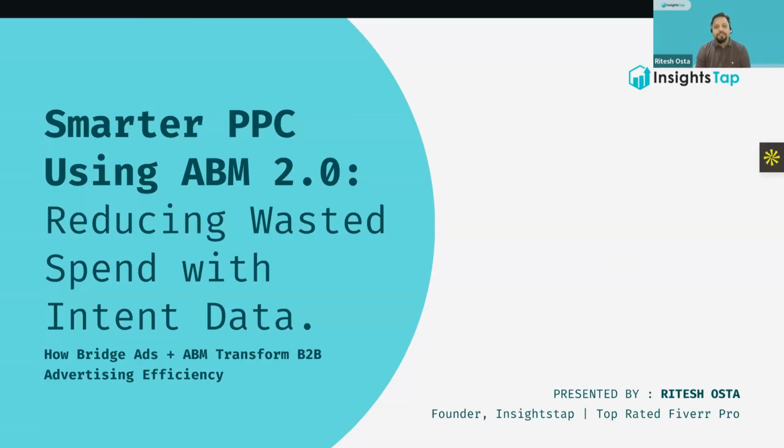Today's topic is Smarter PPC using ABM 2.0: how to reduce wasted ad spend with intent data. Right, so today we're going to talk about how Bridge Ads, ABM, can transform your B2B advertisement efficiently.